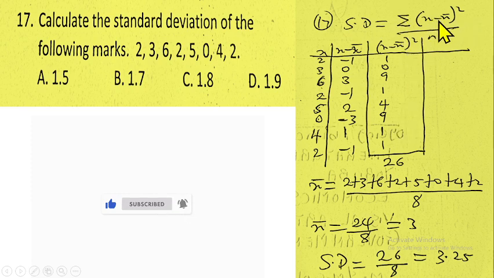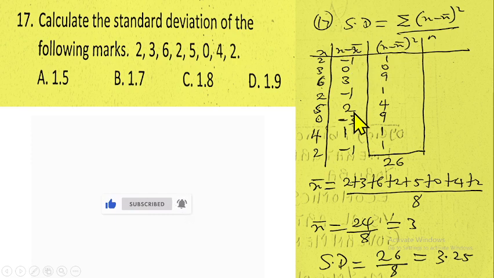So what you need to do is to get your x bar, which is your mean, by adding all these numbers together and dividing by 8. When you add them together, that gives us 24 divided by 8, that gives us 3. So the mean is 3. Now you need to find your x minus x bar. So that would be 2 minus 3 is minus 1. 3 minus 3 is 0. Then 6 minus 3 is 3. 2 minus 3 is minus 1. 5 minus 3 is 2. 0 minus 3 is minus 3. 4 minus 3 is 1. 2 minus 3 is minus 1.